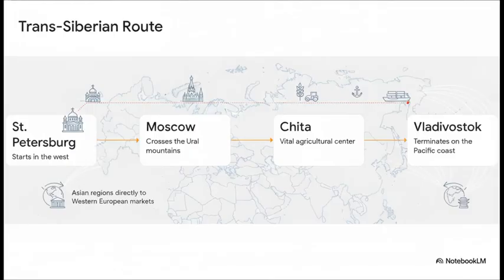Let's move to and see how this builds across an entire landmass. The Trans-Siberian route is just an absolute engineering marvel. It starts way out in the west at St. Petersburg, runs straight through the heart of Moscow, crosses the massive Ural Mountains, passes through vital agricultural centers like Chita, and finally terminates all the way in the east at Vladivostok, right on the Pacific coast. It is a critical economic bridge that directly links Asian regions to the lucrative Western European markets.